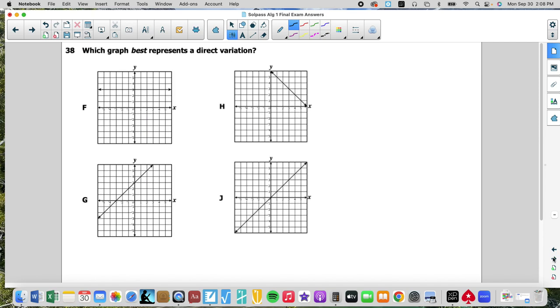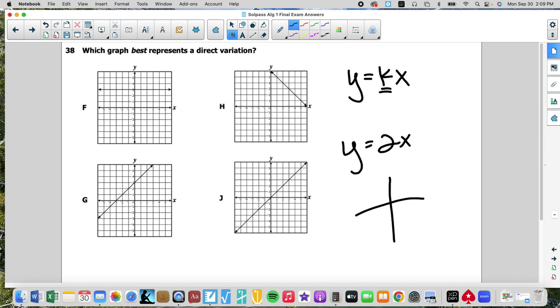Which graph best represents a direct variation? So direct variation is going to be something like this, y equals kx, with a constant, so like y equals 2x. And we know that if we plug in 0, most of them all have a 0, 0. So if we plug in 0 for x, we would get 0 for y. So that would be J, and none of these other ones go through the origin 0, 0.